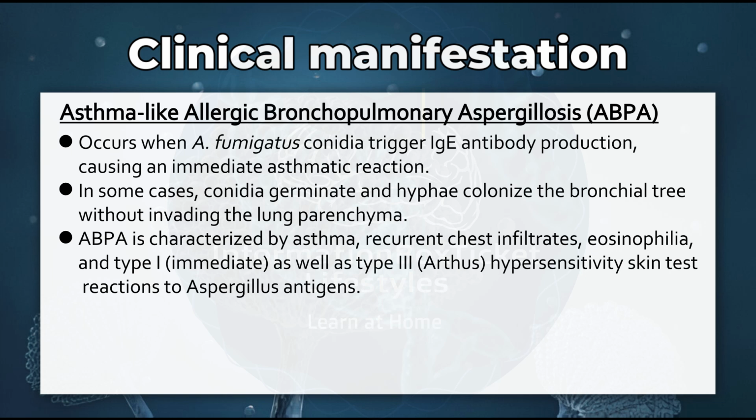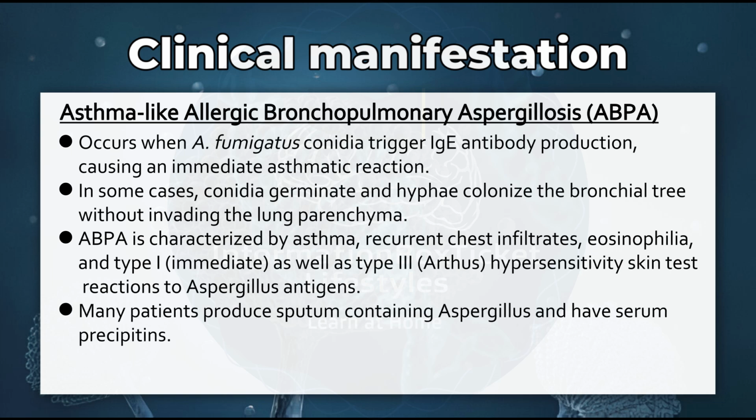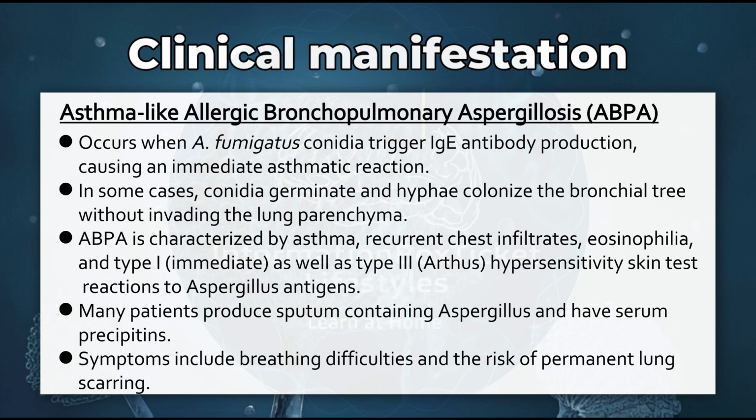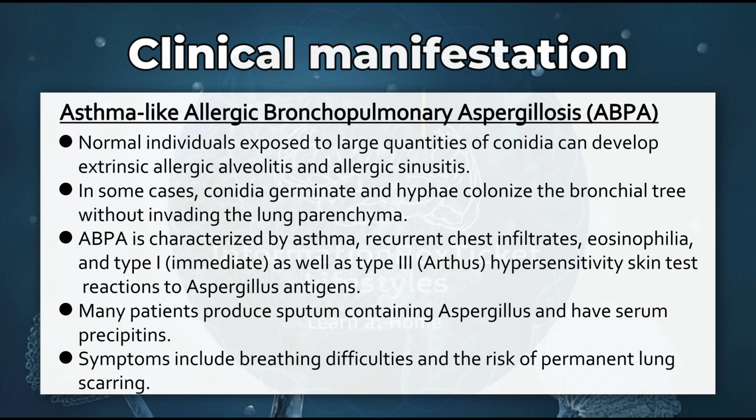ABPA is characterized by asthma, recurrent chest infiltrates, eosinophilia, and type 1 immediate, as well as type 3, Arthus hypersensitivity skin test reactions to Aspergillus antigens. Many patients produce sputum containing Aspergillus and have serum precipitins. Symptoms include breathing difficulties and the risk of permanent lung scarring. Normal individuals exposed to large quantities of conidia can develop extrinsic allergic alveolitis and allergic sinusitis.